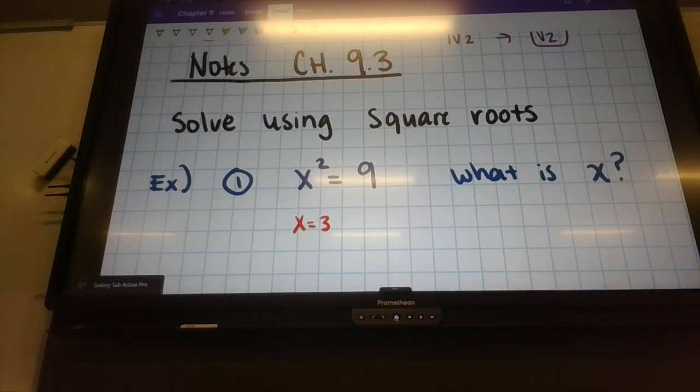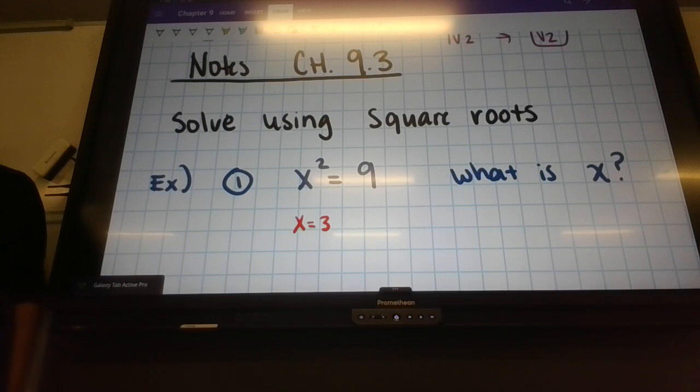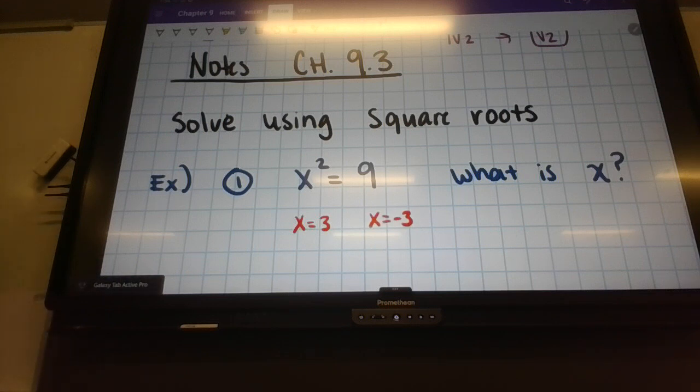0 times 0 is 0. 1 times 1 is 1. What times what makes 9? No, it has to be squared. You got an answer. You know, it's not a test.